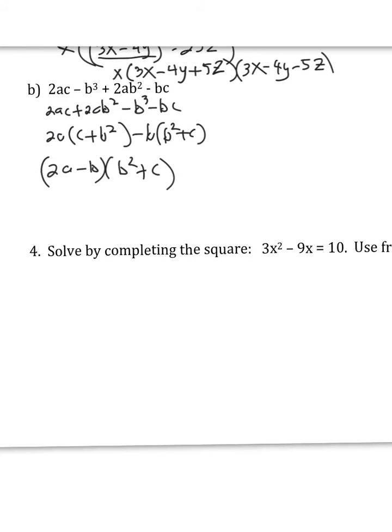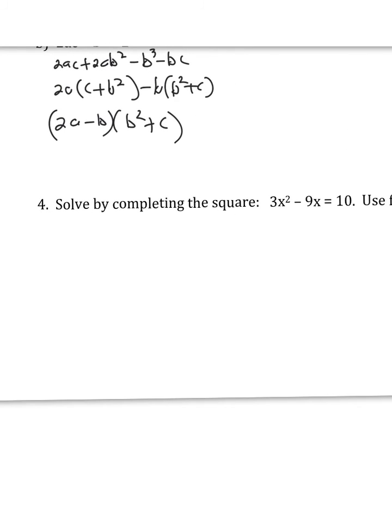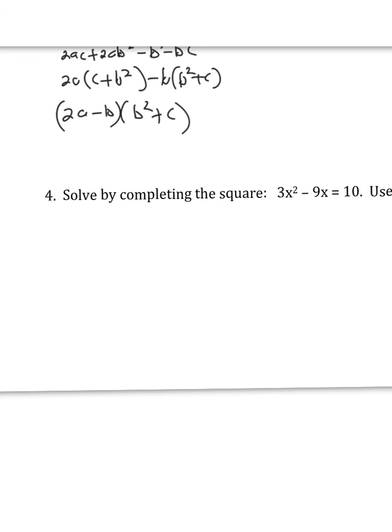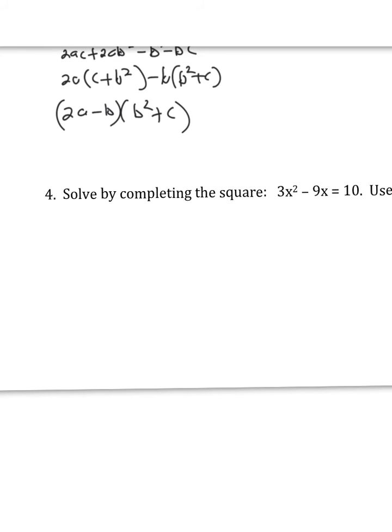Okay, let's solve this by completing the square. Last problem. We're going to use fractions. All right, so first step, we have an equation, so we can divide everything through by 3 to get that first coefficient to be 1. So we're going to end up with x squared minus 3x equal to 10 over 3. To make this left side a perfect square trinomial, we have to take half of the coefficient of the x, which is negative 3, and square it and add it to both sides.